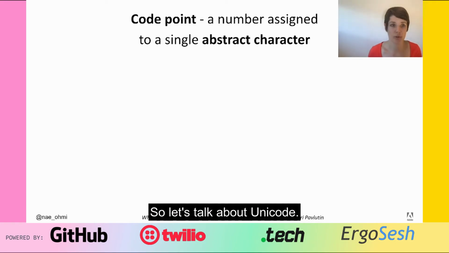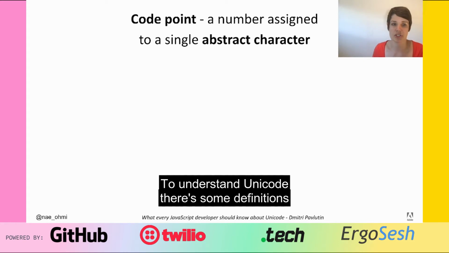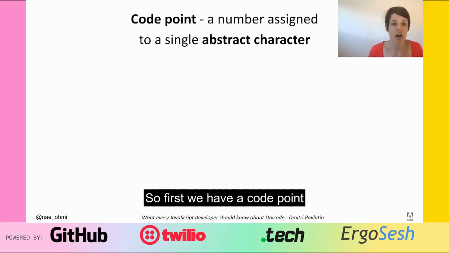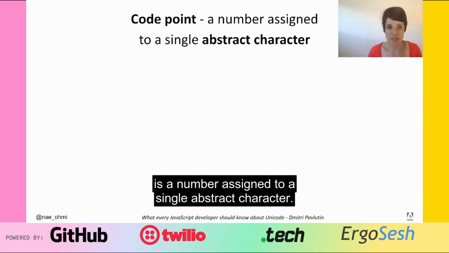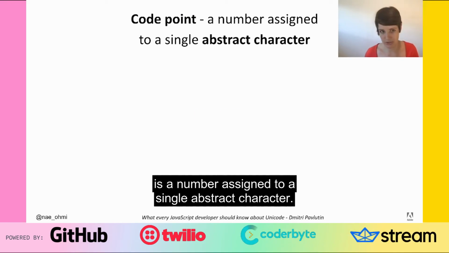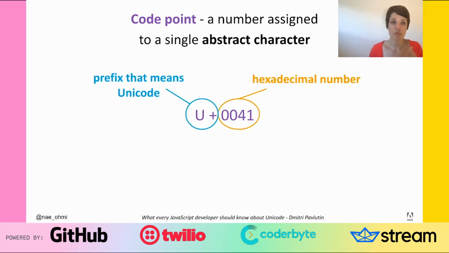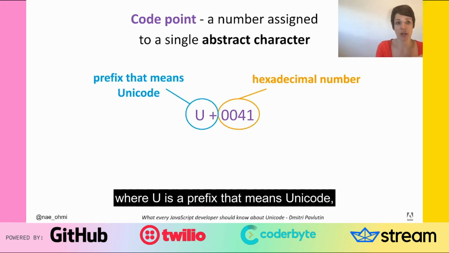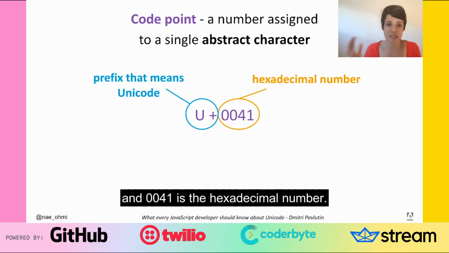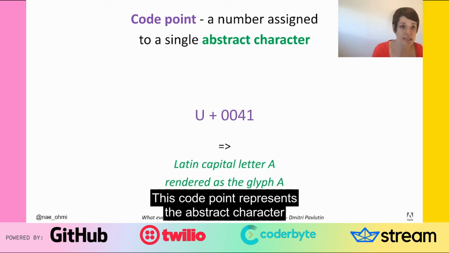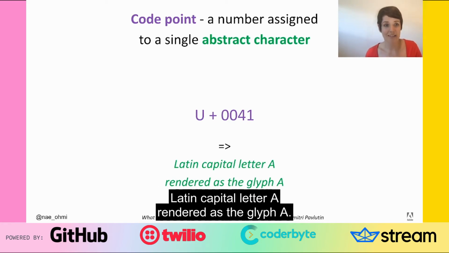So let's talk about Unicode. To understand Unicode, there are some definitions that we need to handle. And props to Dmitry Pavlutin for his great article talking about this. So first, a code point is a number assigned to a single abstract character. For example, U+0041, where U is the prefix that means Unicode, and 0041 is the hexadecimal number. This code point represents the abstract character Latin capital letter A, rendered as the glyph A.